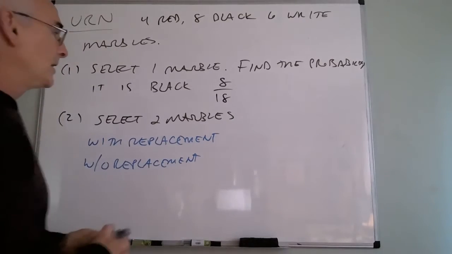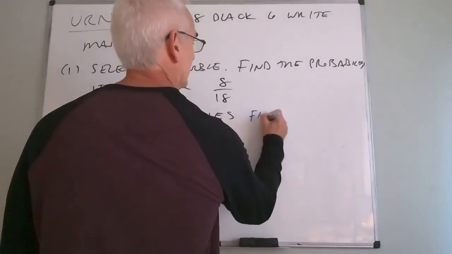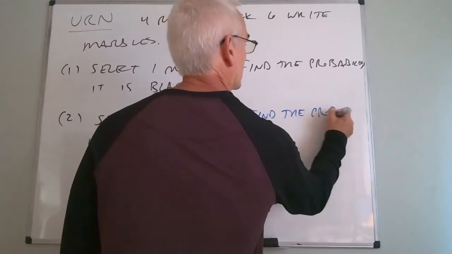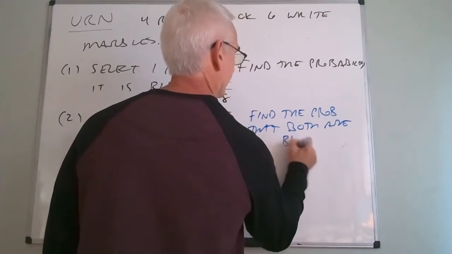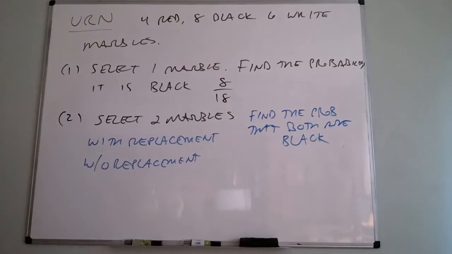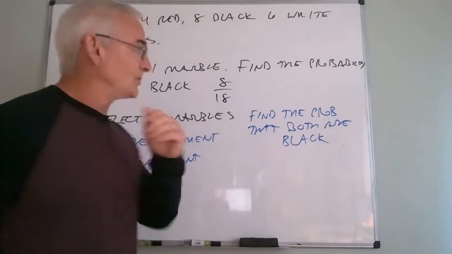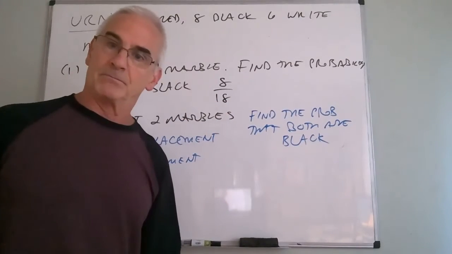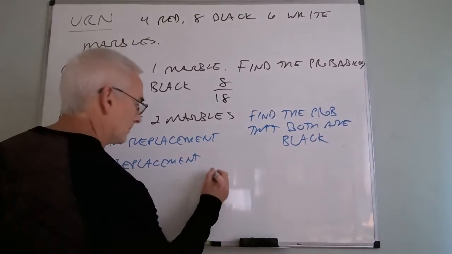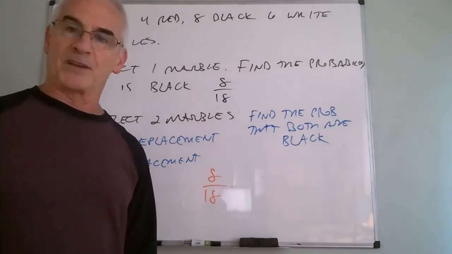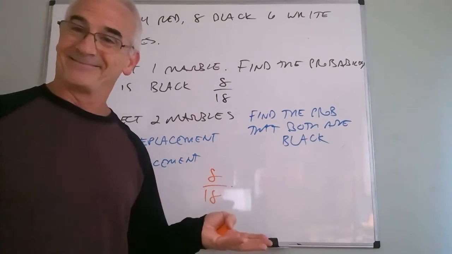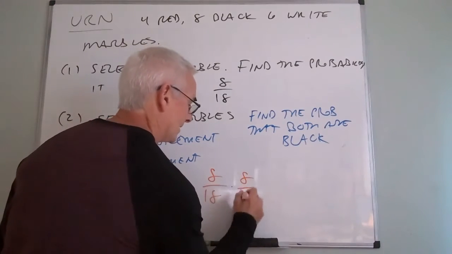So I'm going to pick two marbles. I want to find the probability that both are black. There are two different possibilities, with replacement and without replacement. Let's first start with replacement. I pull a marble out, I look at it, and you said the probability that it was black was 8/18. That doesn't change. I put the marble back, and now I'm going to select another marble. What's the probability that second marble is black? 8/18. So this is my answer. Reduce it if you can.